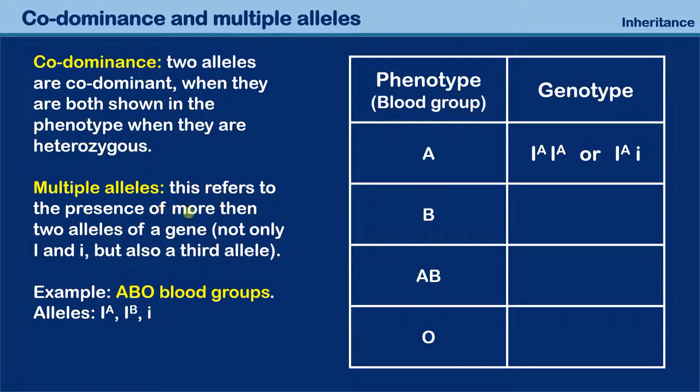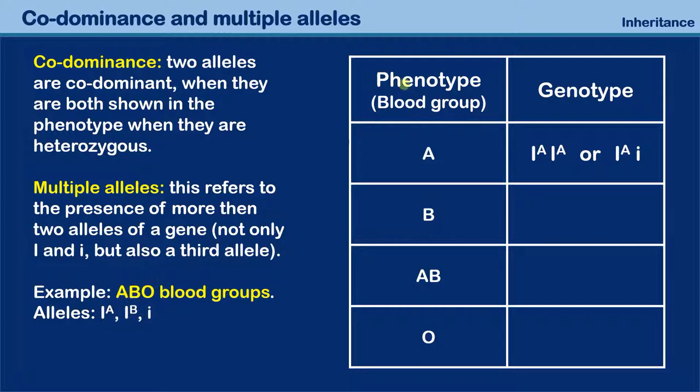Multiple alleles refers to the presence of more than two alleles of a gene, not only capital I and lowercase i, but also a third allele. If we want to represent a third allele, we have to use a different writing system. So we have over here capital IA for a dominant allele because of the capital I. There's a second dominant one here called capital IB, and little i. For the blood groups, we use the letter I. This is just international convention.